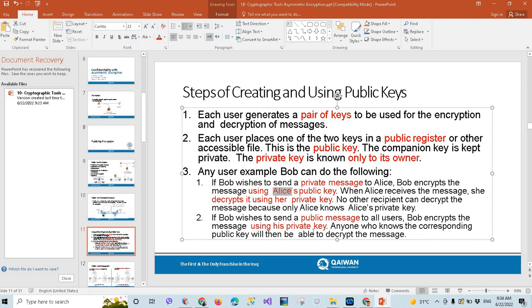If Bob wishes to send a public message to all users, Bob encrypts the message using his private key. In this way, he doesn't use the public key of others. He uses his private key because it's a public message. Anyone who knows the corresponding public key will then be able to decrypt the message.